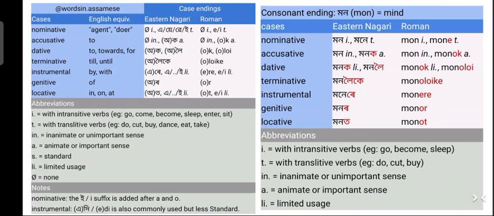And ere has an alternative form which is edi. It is used by some people, but ere is the most standard form. You can also use edi. So, there is another ending for the instrumental case, which is a or e. E is similar to the nominative e, which is added after a and o. It has a limited usage. So, let's learn their uses from the examples.